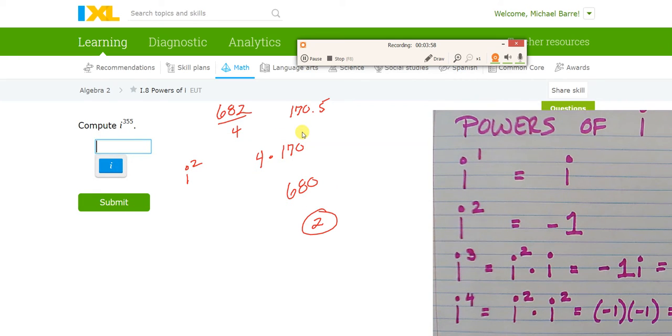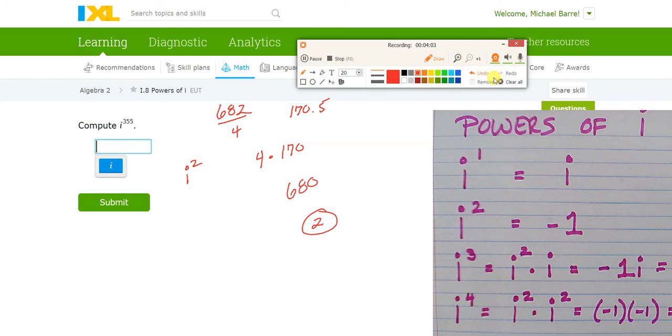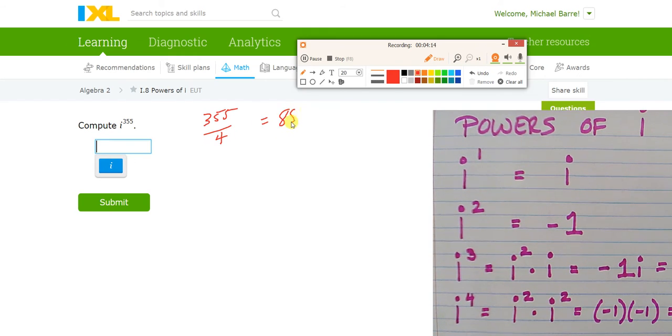355. Okay, got to figure out what's going on with this one. 355 divided by 4 is 88.75. Well, let's go 4 times 88, dropping off the decimal. That's 352. Well, this is 355, this is 352. It's got a power of 3 difference. So it's i to the third, which is -i.